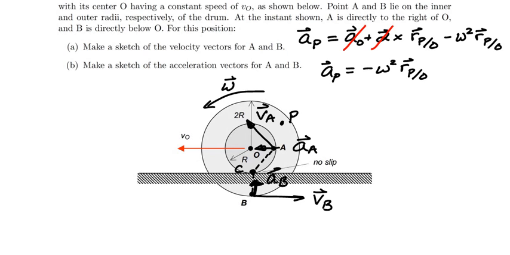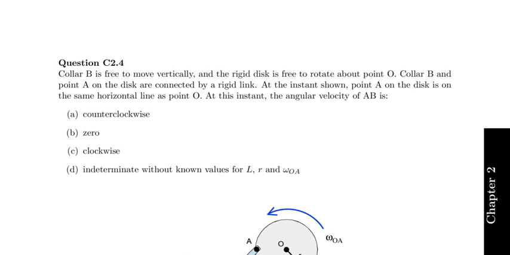Okay, that wraps up this problem. We have our acceleration and velocity vectors drawn. Please make sure you understand how to do this, because I think it's very integral to what we're doing in the course. Let's do two more.